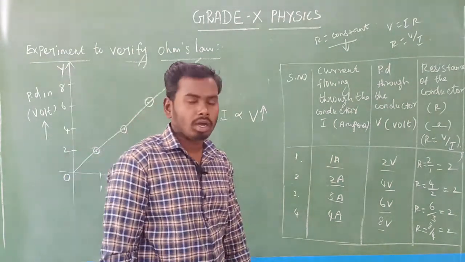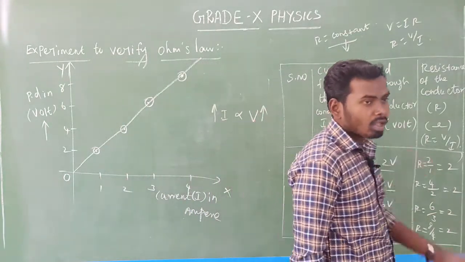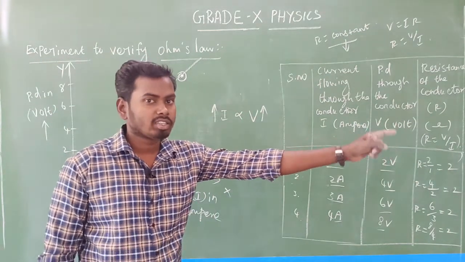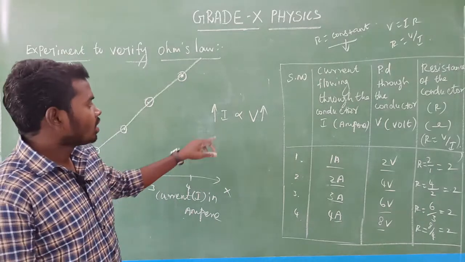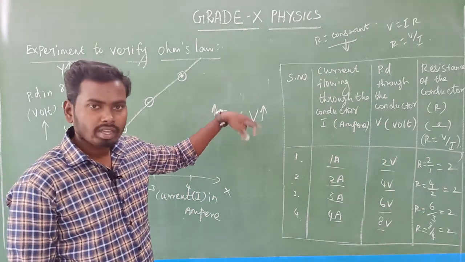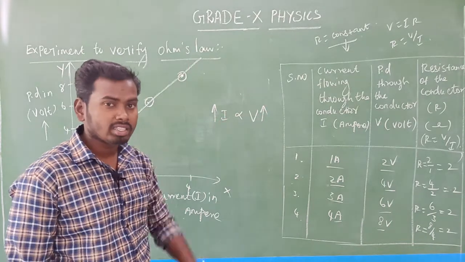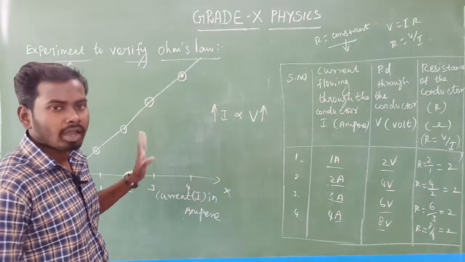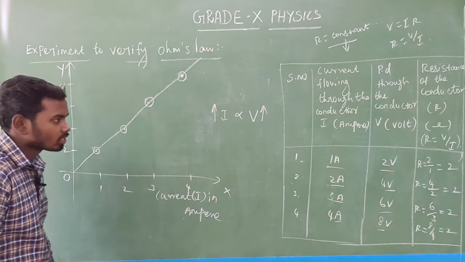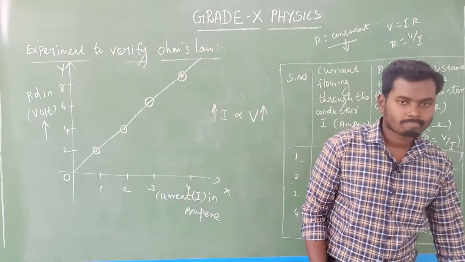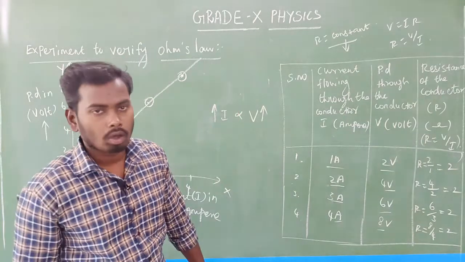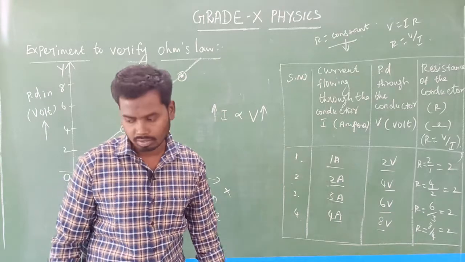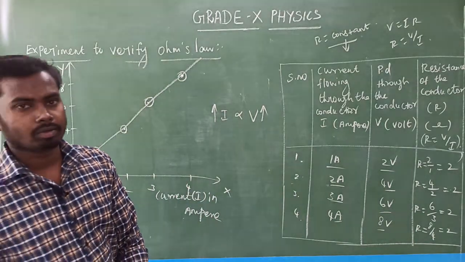So according to Ohm's law, note this point, the graph between the potential difference and current will always be a straight line. Why? Because if the current value increases, the corresponding voltage also increases. If the current value decreases, the corresponding voltage also decreases, due to which the graph between voltage and current will always be a straight line. Here Ohm's law gets proved. That's all, students. After school reopens, we will do this experiment in the laboratory. So Ohm's law completed.